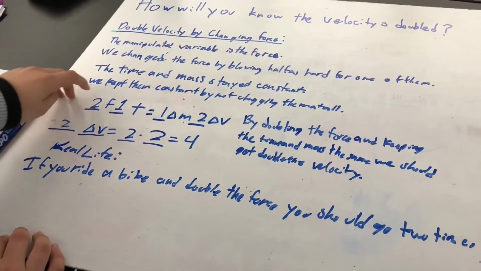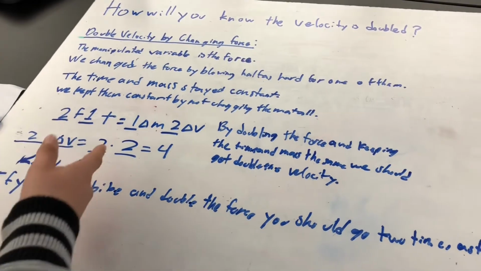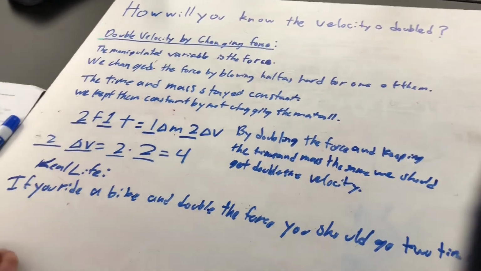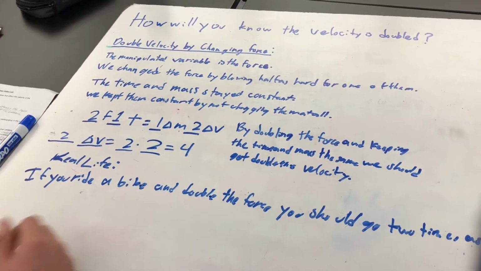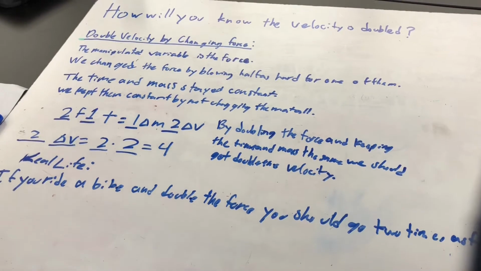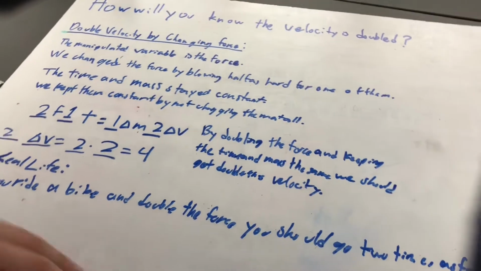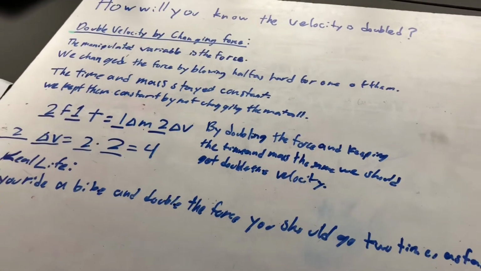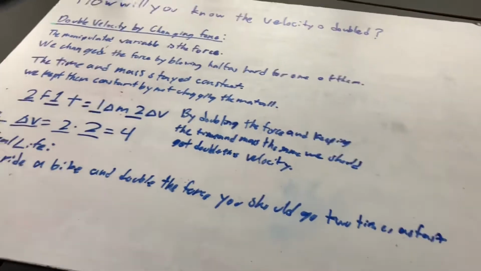2F times 1t equals 1 delta m times 2 delta v. 2 delta v equals 2 times 2, and that equals 4. By doubling the force and keeping the time and mass the same, we should get double velocity. If you ride a bike and double the force, you should go 2 times faster.